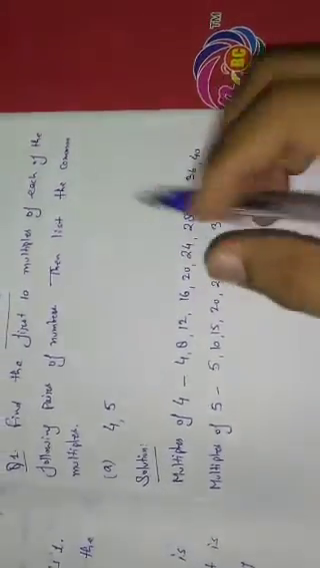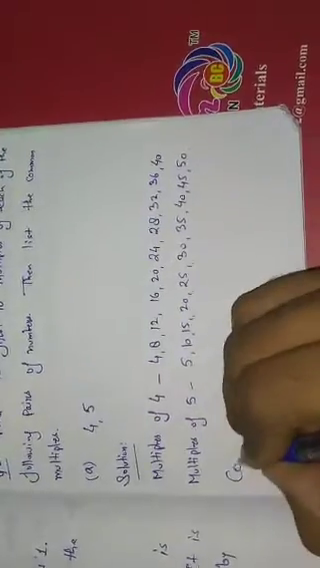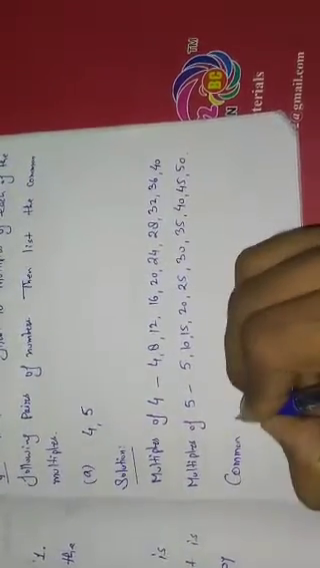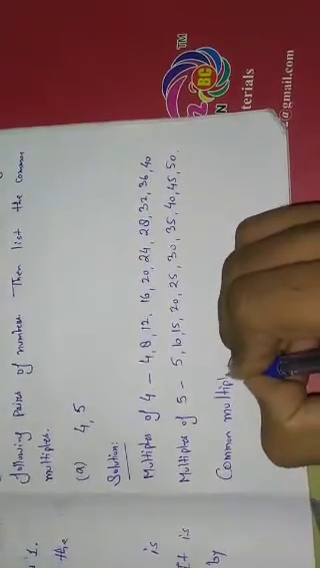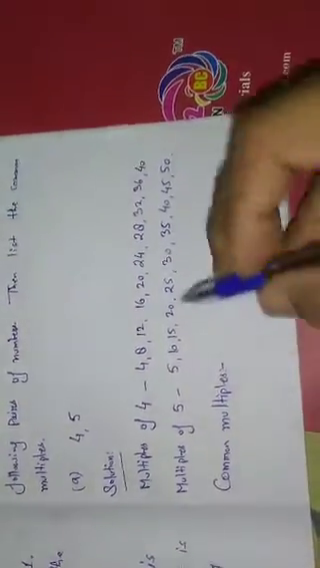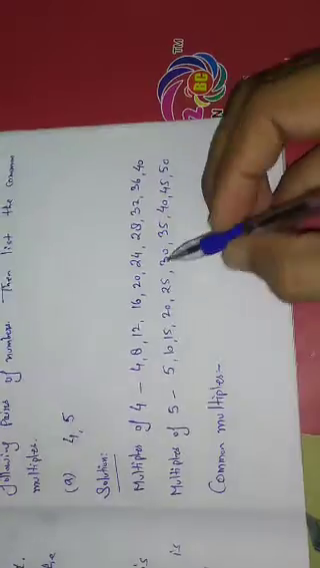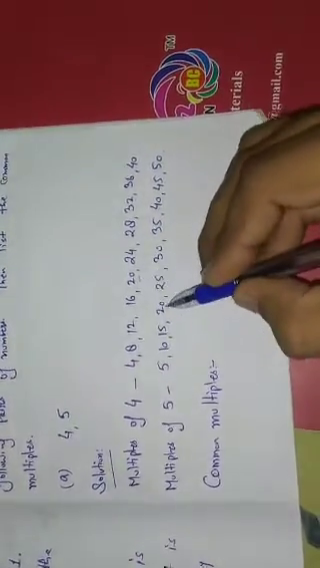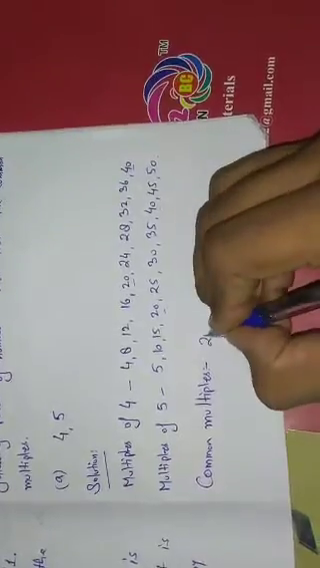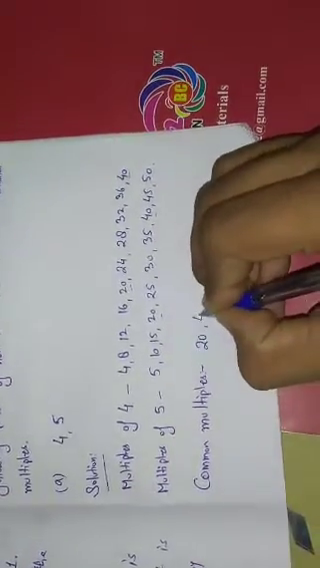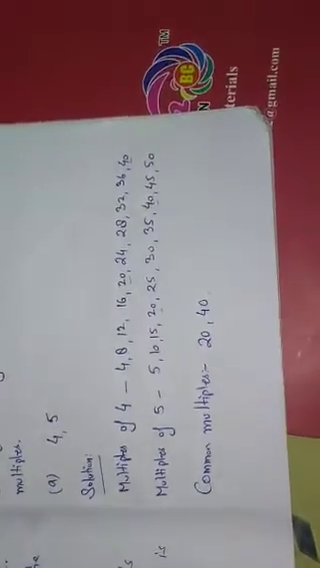In the question it has also been asked to list the common multiples. So common multiples means the multiples that are in both numbers, that are in 4 and also in 5. So here we find that 20 is here and here, then 40 is here and here. So our common multiples are 20 and 40. Clear, students?